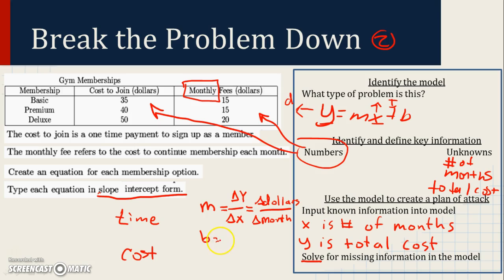Our b is really indicated by this table as well, which is nice. It's our initial cost. It's our constant. What is our constant or our initial cost? It's our one-time payment to join.